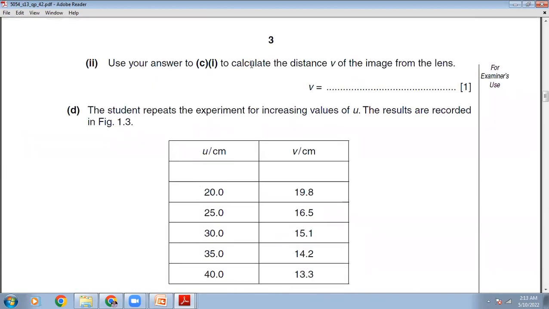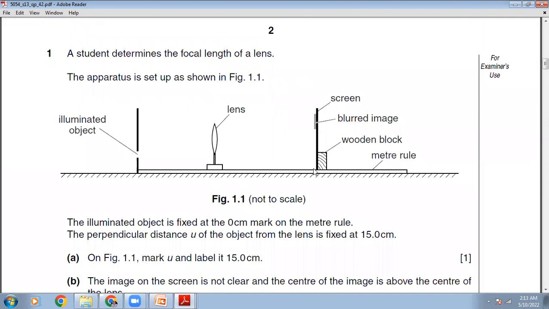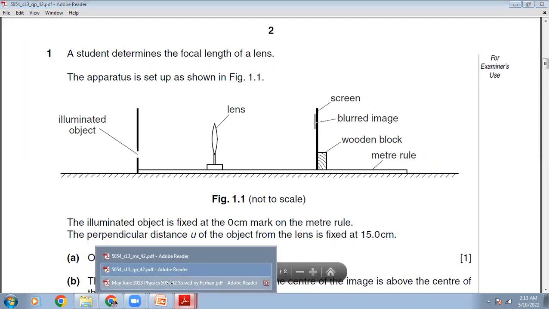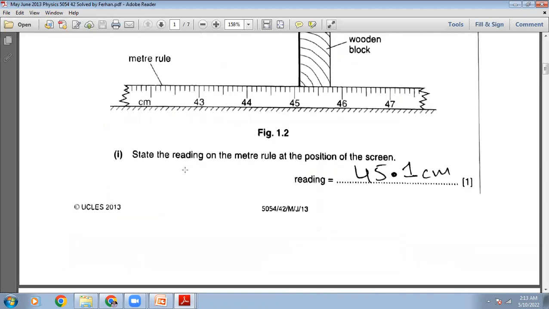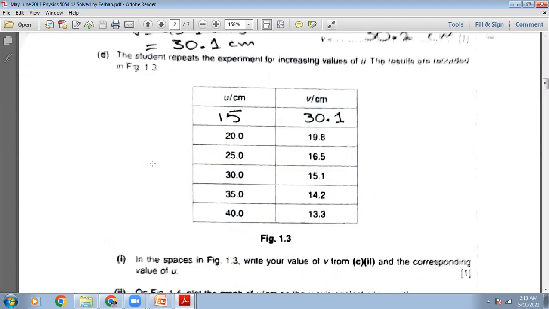Use your answer to the first part to calculate the distance v of the image from the lens. Because this is 45.1 centimeter and this is 15 centimeter, the distance between the screen and the lens is v, and that will be 45.1 minus 15. Let me show you my work. 45.1 minus 15 will be 30.1. So 30.1 centimeter will be the answer.